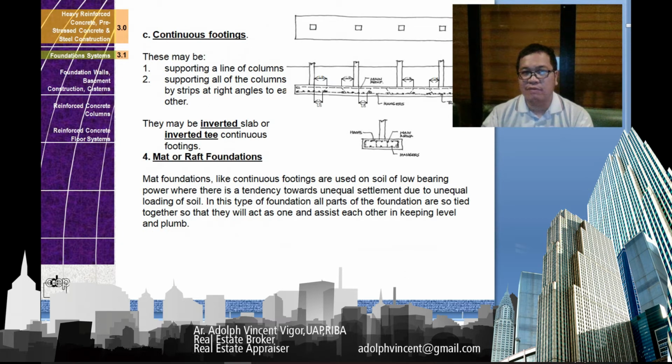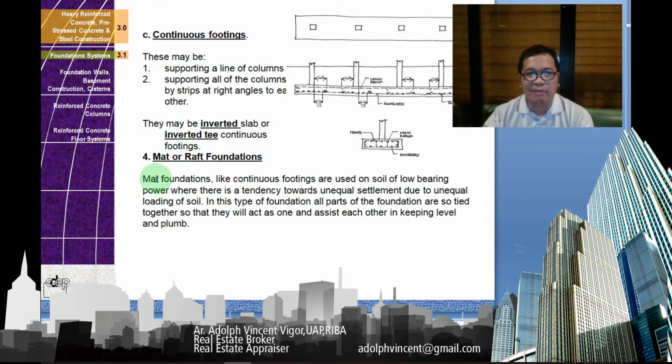Then there is also continuous footing. This may be supporting a line of columns, or supporting all of the columns by strips at right angles to each other. This usually happens, class, if the distance between the columns is too close. Okay, so if it's just around, let's say, 0.5 or 0.2, then it's too close to each other. If the foundation is designed that way, then why not just combine everything? Instead of working meticulously on the individual isolated footings, it will just save time and effort to combine them.